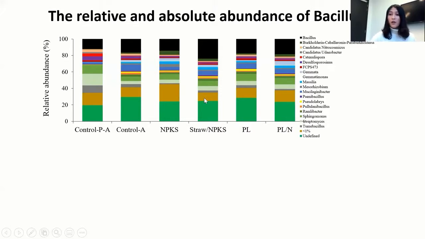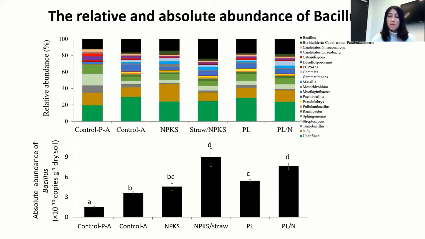So this is why we also calculated the absolute Bacillus abundance by multiplying the total copy number of bacteria with the corresponding relative abundance. And now we can say that this Bacillus is more abundant in this nutrient-rich organic treatment. And also, we have another control with no plant and no amendments. So when you compare with and without plant treatment, you can see the Bacillus was more abundant in the presence of plants.